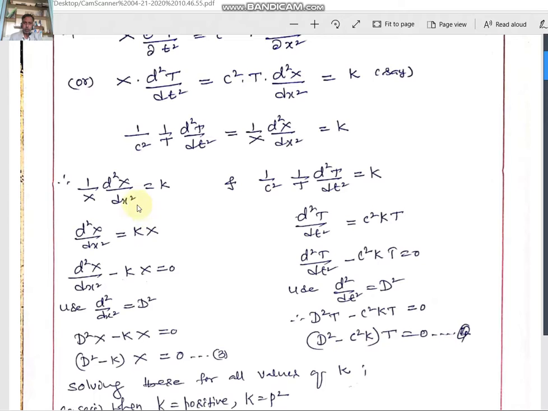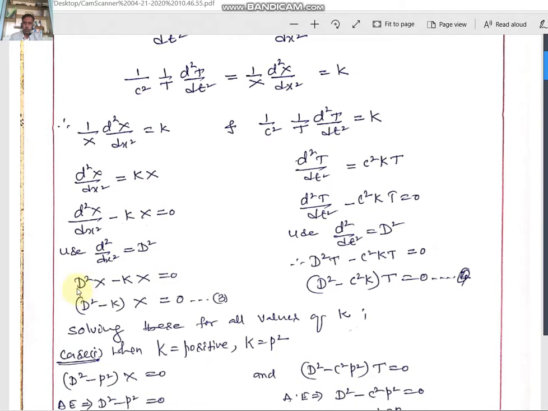So let us cross multiply this one, d square x by dx square is equal to kx. Change kx to the left hand side, d square x by dx square minus kx, use operator D. Then d square x minus kx is equal to 0. Take x as common factor, (d square minus k) into x is equal to 0. This is one equation. Similarly, from the second equation also, if you simplify, you will get (d square minus c square k) into t is equal to 0.